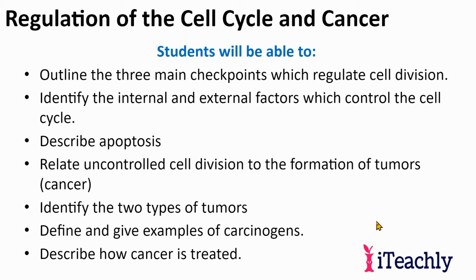Okay, so at the end of this, you should be able to outline the three main checkpoints which regulate cell division, identify internal and external factors which control the cell cycle, describe apoptosis, relate uncontrolled cell division to the formation of tumors, which is cancer, identify the two types of tumors, define and give examples of carcinogens, and describe how cancer is treated.